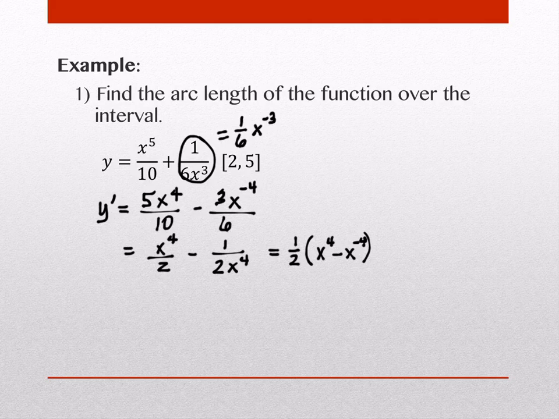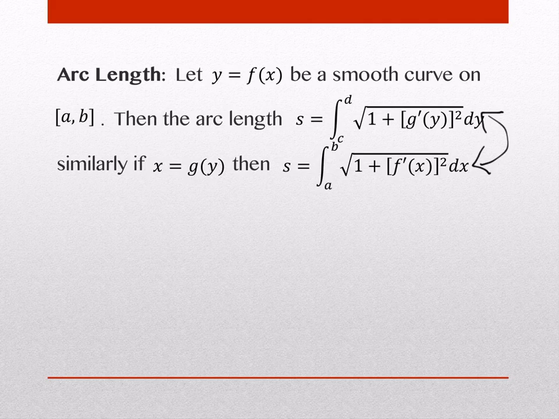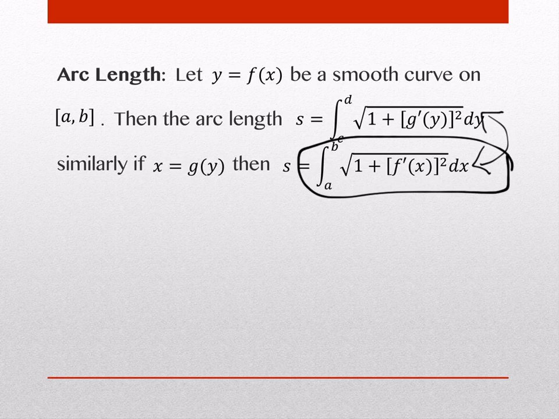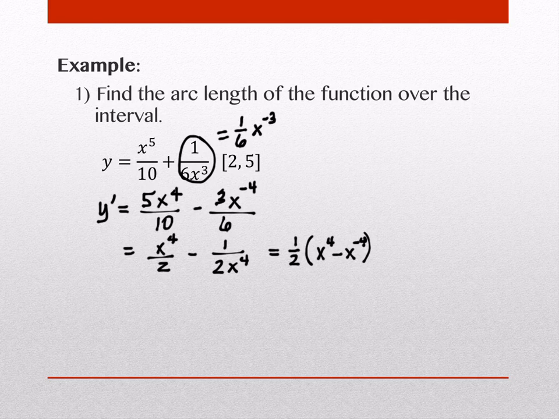That's actually fairly friendly. So the formula that we're using is the one with the f prime of x, and it's this one right here. So what we're supposed to do is take that derivative that we just found, square it, add 1 to it, and take the square root, and then integrate. So I'm going to set all those pieces up.